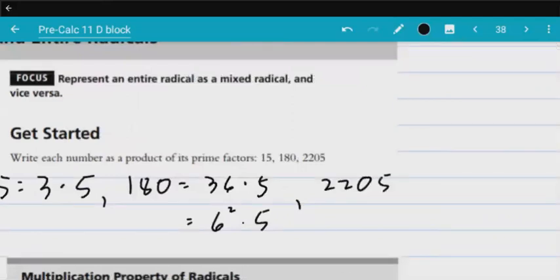Okay. What about 2205? I think that's divisible by 5. If I divide by 5, that would be 441, right? 441 times 5, all right? And then that would be 21 squared times 5, all right? However, 21 is also 7 times 3, right?